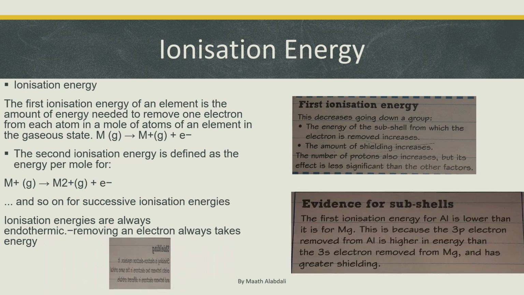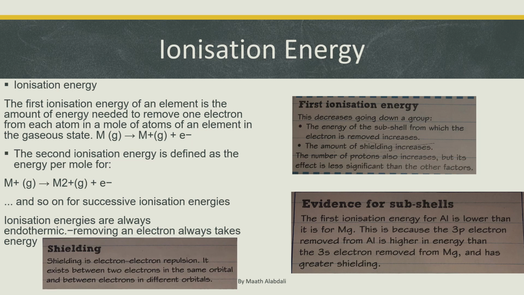Now I'm going to explain shielding before I explain the effect. So shielding is the electron repulsion. It exists between two electrons in the same orbital and between electrons in different orbitals. The electrons are negatively charged, so they repel each other, because negative and negative repel.